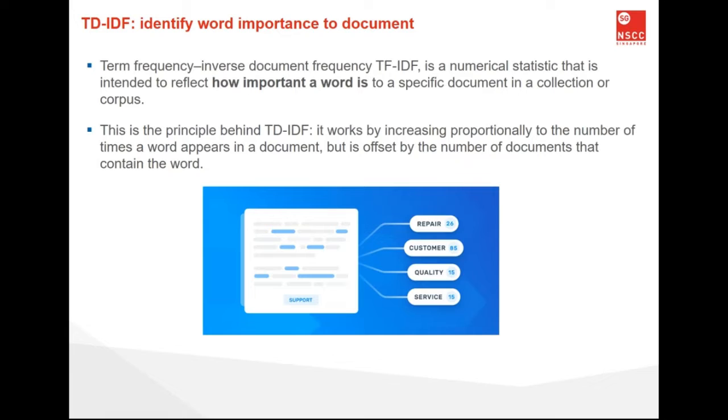This is the principle behind TF-IDF. It works by increasing proportionally to the number of times a word appears in a document, but is offset by the number of documents that contain the word.